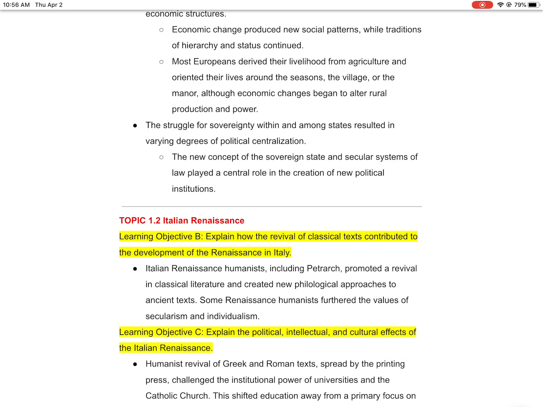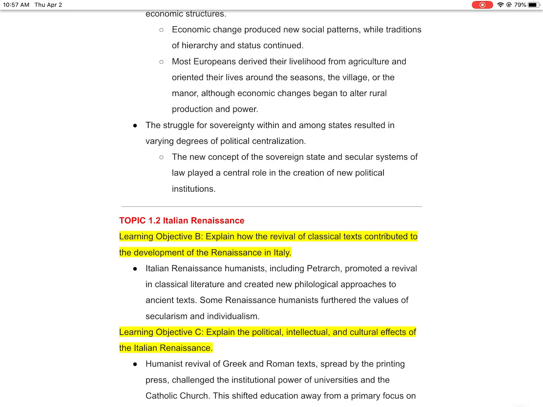Most Europeans derive their livelihood from agriculture and oriented their lives around the seasons, the village, or the manor, although economic changes began to alter rural production and power. Again, the more you know about medieval times, the more you'll understand. And again, that's what this whole first thing is trying to establish, that students have some type of background to understand the context of what's happening in the world at 1450.